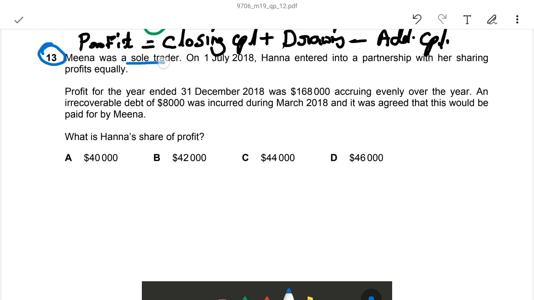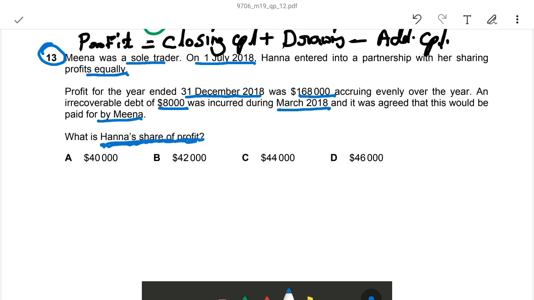Meena was a sole trader. On 1st July 2018, Hannah entered into a partnership with her, sharing profits equally. Profit for the year ended 31st December 2018 was 168,000, accruing evenly over the year. An irrecoverable debt, or bad debt, of 8,000 was incurred in March 2018. It was agreed that this would be paid by Meena. What is Hannah's share of profit?